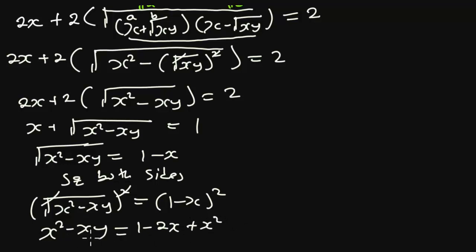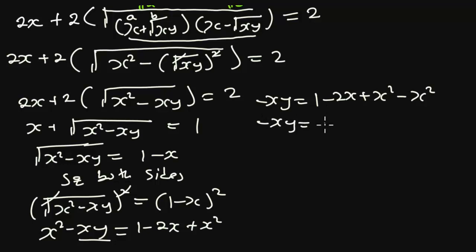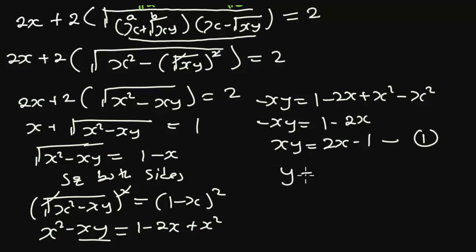And so from here, when we want to make xy the subject, we are going to have minus xy to be equal to 1 minus 2x plus s squared minus s squared. And so we are going to have minus xy to be equal to 1 minus 2x. So from here, you want to make xy the subject, you are going to divide both sides by -1 to get xy to be equal to 2x minus 1. So let me call this equation 1. And then from here, we can make y the subject. So let's do that. So we are going to have y to be equal to 2x minus 1 all over x. So let's call this equation 2.